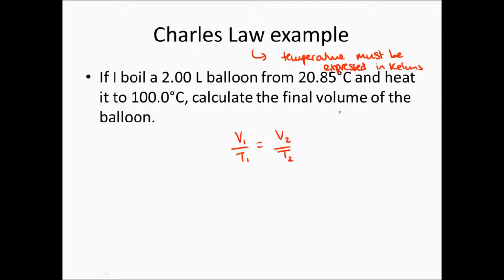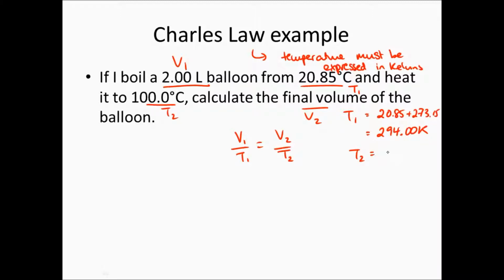So let's see, I have my initial volume V1 here, and this is my T1. My T1 is going to be, convert 20.85 plus 273.15, converting it into kelvins. So this is 294.00 kelvins. And this is my T2, and I'm looking for V2. T2, similar to here, I add 100 to 273.15, so that's 373.15 kelvins.